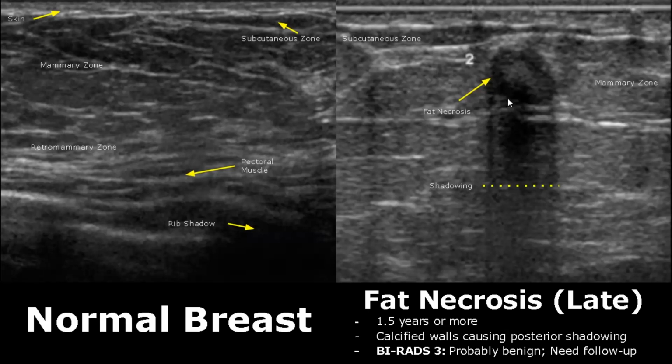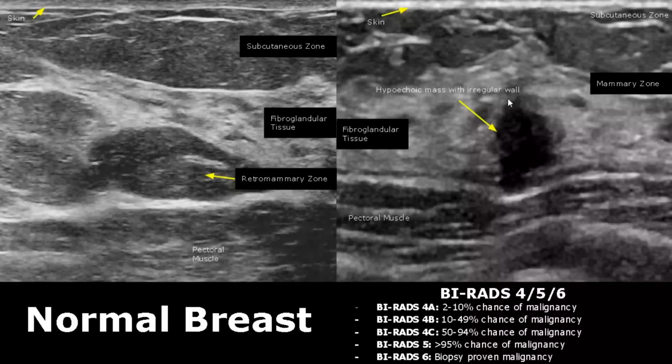Now we move on to BI-RADS categories which have chance of malignancy. BI-RADS 4 has 3 subcategories. In 4A, the chance of malignancy is between 2 to 10%. 4B is 10 to 49%, and 4C is 50 to 94%.